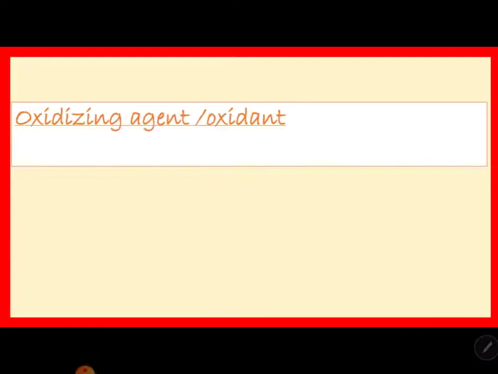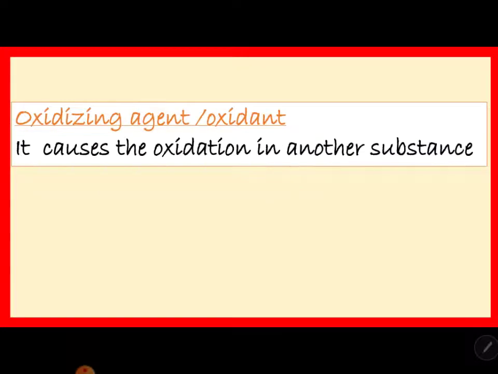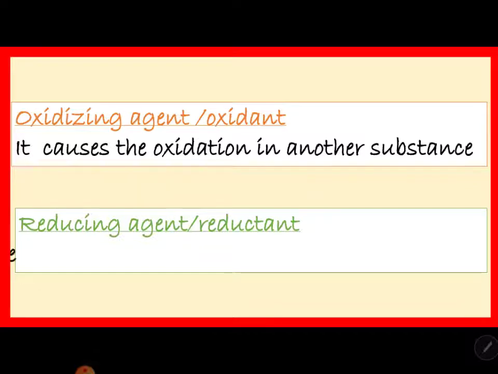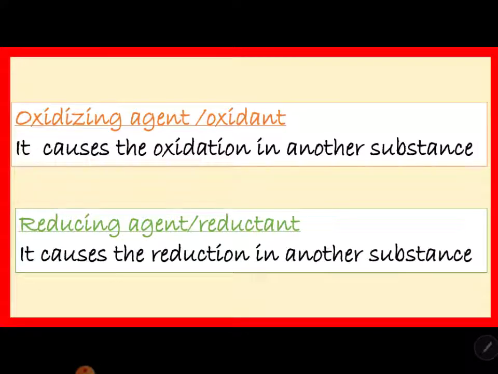First I will tell you the definition. Oxidizing agent is also called as oxidant. It causes oxidation in another substance. Reducing agent is also called as reductant. It causes the reduction in another substance.